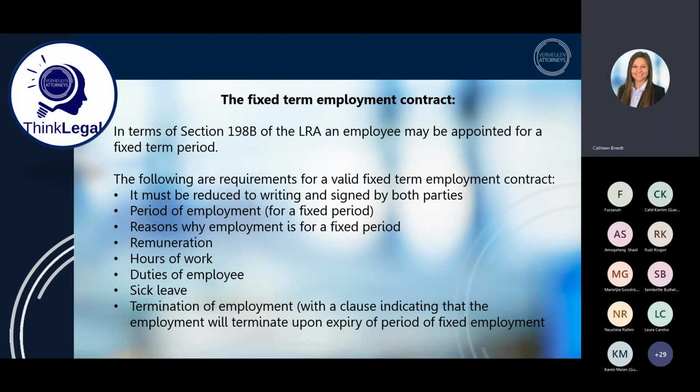Then your fixed term employment contract. In terms of section 198B of the Labor Relations Act, an employee may be appointed for a fixed term. The following requirements are, however, in place for a valid fixed term employment: it must be reduced to writing, it must be signed by both parties, and the period of employment must be in there, for a fixed period. So the agreement has to state that the employment is only in place for, let's say, 3 months or 6 months or whatever the case may be, but it has to be specified.